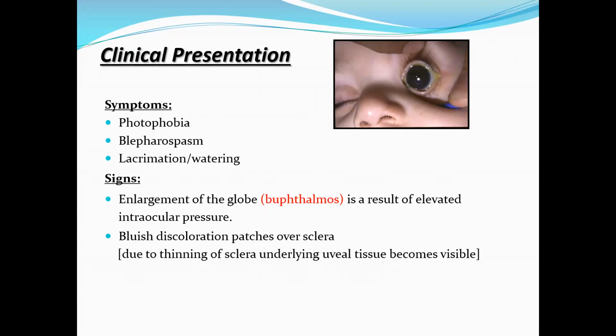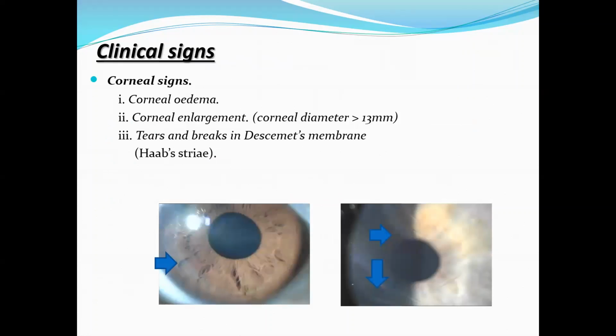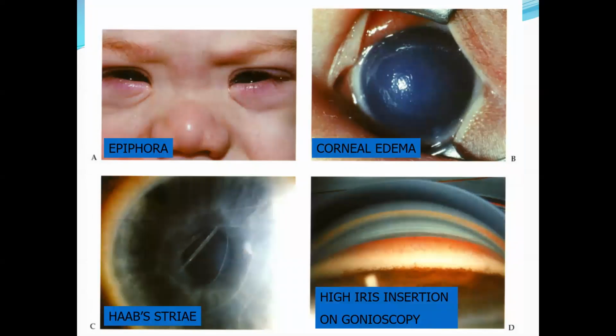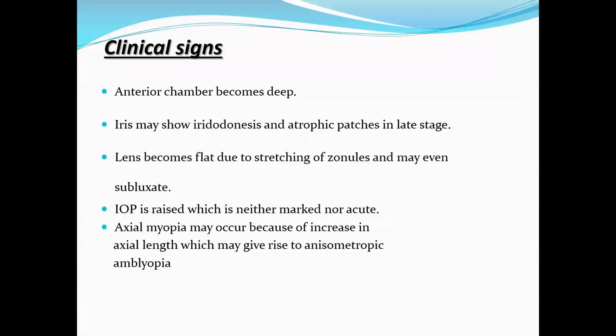Clinical presentation, symptoms: photophobia, blepharospasm, lacrimation. Signs: enlargement of the globe, buphthalmos, is a result of elevated intraocular pressure. Bluish discoloration patches over the sclera. Clinical signs: corneal edema, corneal enlargement, tears and breaks in Descemet's membrane. On these slides you can see epiphora, corneal edema, high iris insertion on gonioscopy, and breaks of Descemet's membrane.